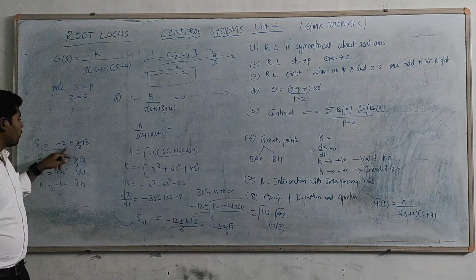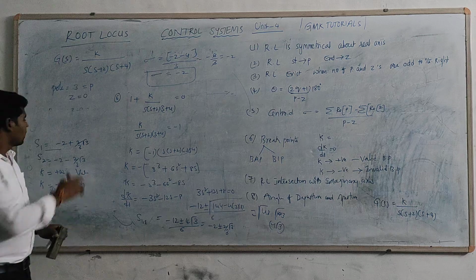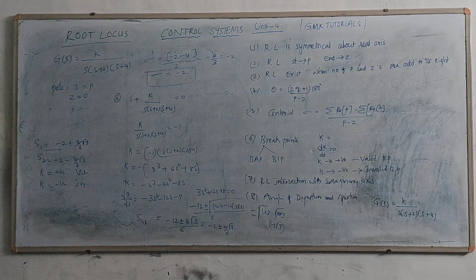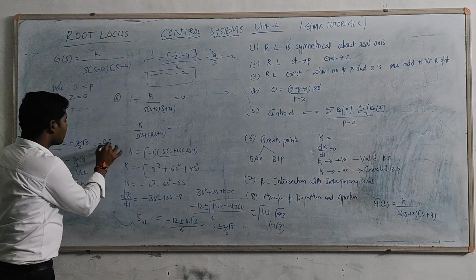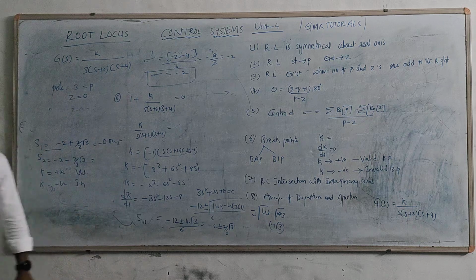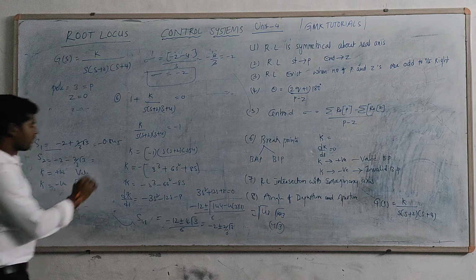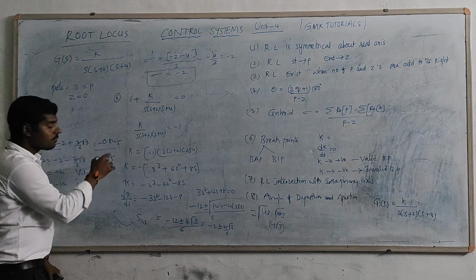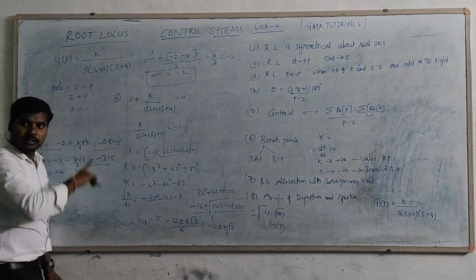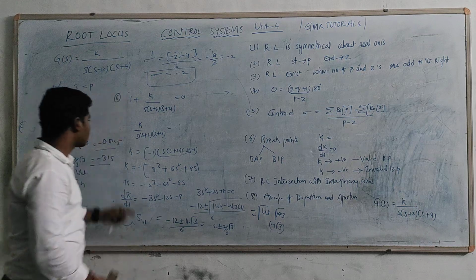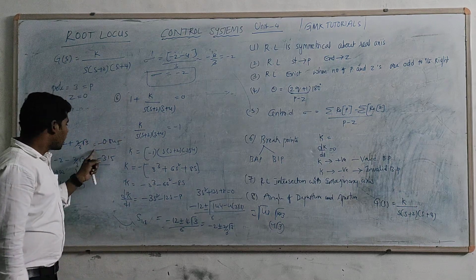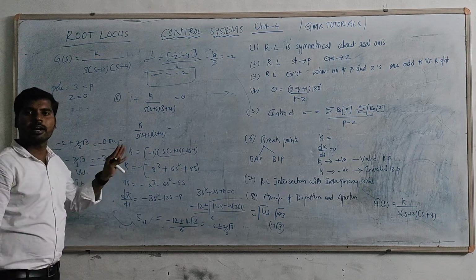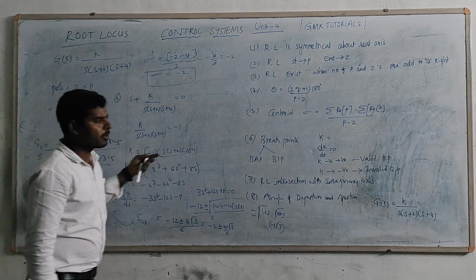Instead, calculate the values of minus 2 plus or minus 2 by 3 root 3. You will get around minus 0.845, and the second one is minus 3.15. Check which of these two values is located on the root locus path; that is the valid breakaway point. No need for substitution and all those things. If the point is located on the root locus, you can blindly say that it is a valid breakaway point.